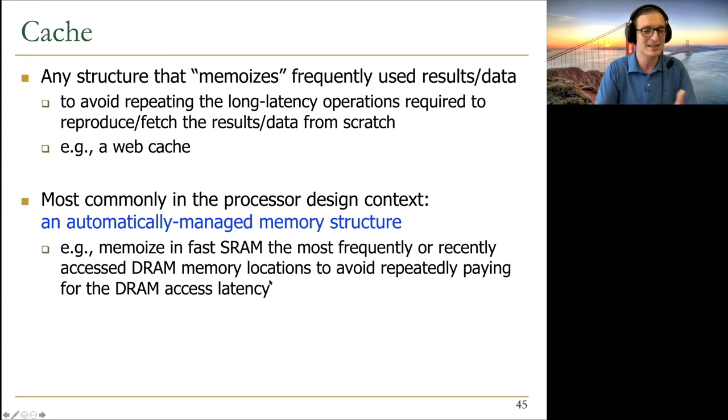And even in this sentence, I don't quite tell you exactly what's cached, right? I say most frequently or most recently accessed. These are two different things, actually. How do you determine what's most frequently accessed? That becomes a question now, right? How do you determine what's most recently accessed? That's also a question, although that's an easier question.